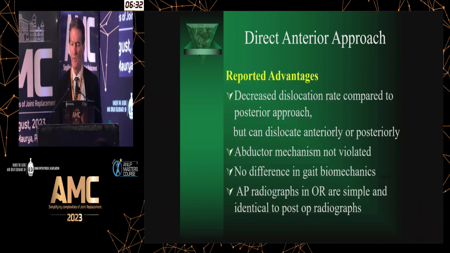The reported advantages are there's a decreased dislocation rate, but only relative to posterior. And I would argue that in my career, I've done more posteriors than any. And if you repair the capsule meticulously, the dislocation rate's not very high in posterior. Further, if you have an anterior approach, you can both dislocate anteriorly and posteriorly, which is a new concept. And mostly when you do a posterior hip, you only dislocate posteriorly if you're going to dislocate at all.